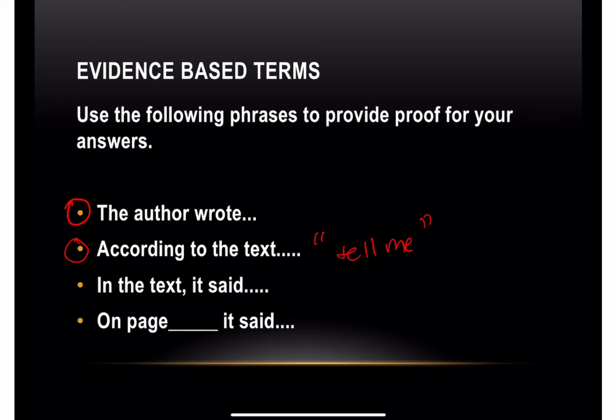You can also say, in the text it said, and again, if you're taking the information directly from the text, you'll open quotation marks, tell me what the text said, then you're going to close quotation marks. This is me knowing that you have not stolen information that you have not written. Another one you could use is on page, tell me what page it is. So you could say on page 5 it said, then you open quotation mark, tell me what it said on page 5, then close your quotation.